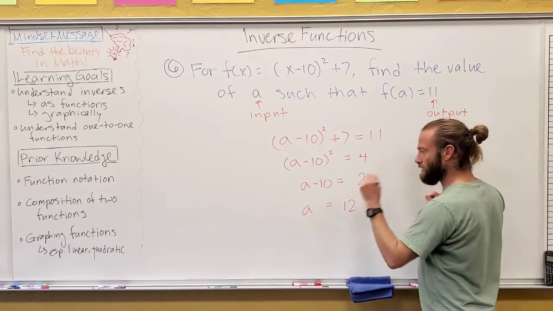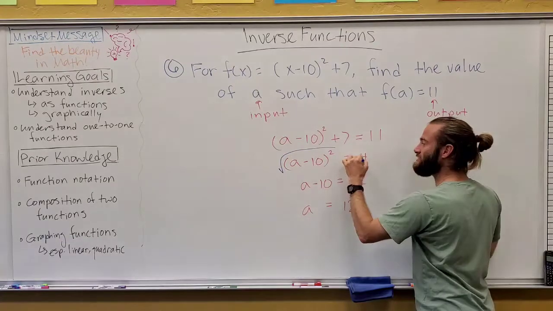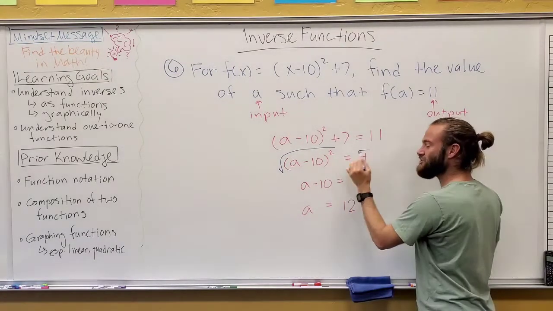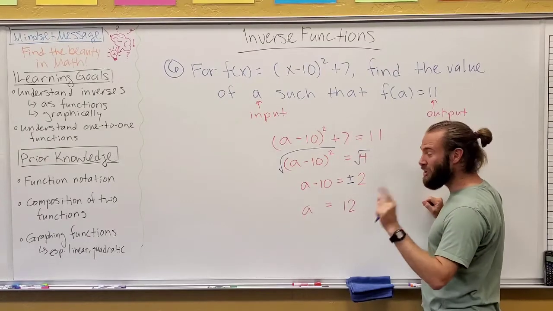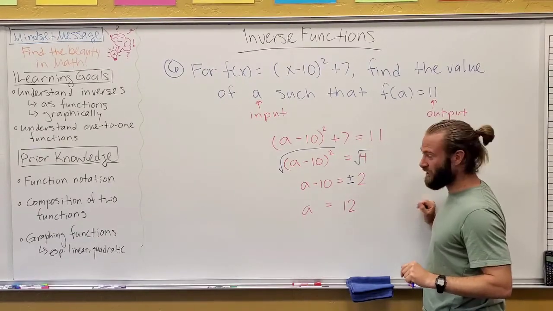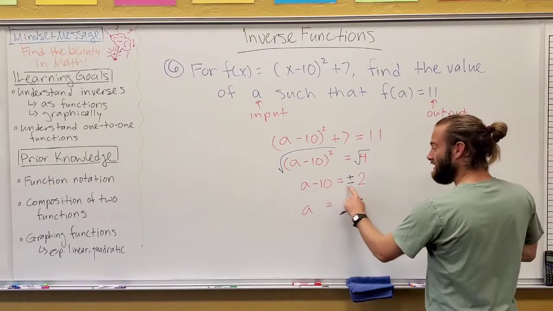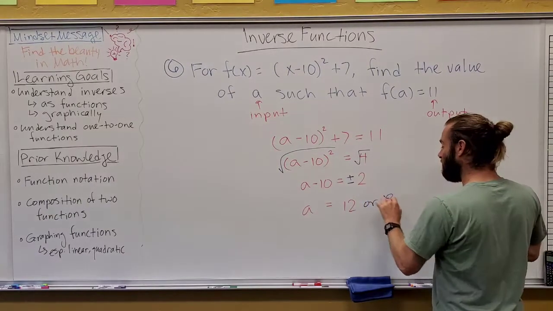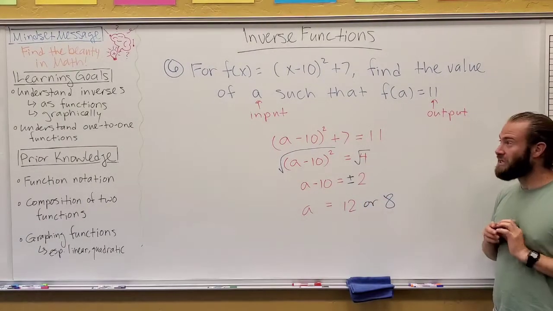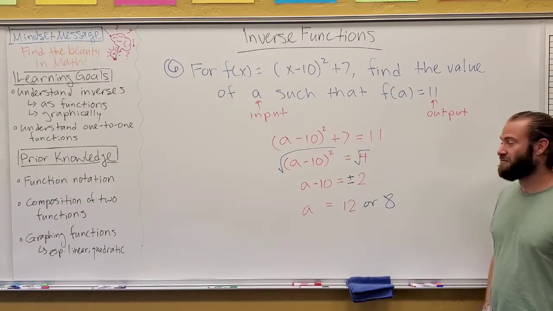Well, here's where we get to the problem here. When we square rooted both sides of this, technically this has two possibilities. Plus or minus 2 both result in 4 when I square them. And so a could be 12, but it could also be negative 2 plus 10. So it could also be 8. This leads to a very important idea in functions.